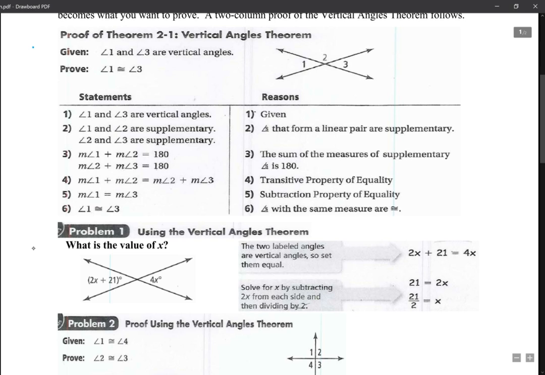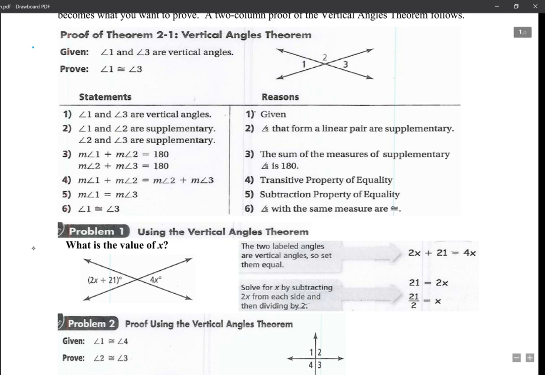Well, we are given here that angle 1 and angle 3 are vertical angles. Okay, that's just the definition of vertical angles. Two angles that share the same endpoint and their sides are made by opposite rays, right? They're just the opposite angles that are created when lines intersect. We want to prove that those two angles are congruent. So let's look at our proof. We know that 1 and 3 are vertical angles. That's given. We always start our proof with the given.